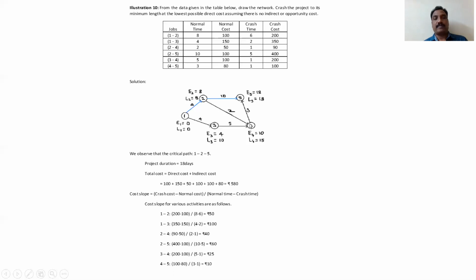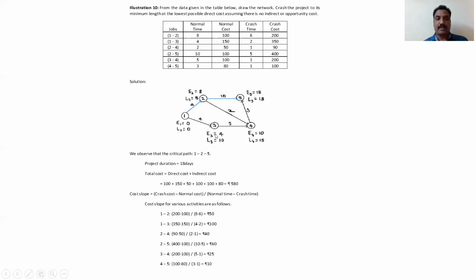Then you go to 5. This is also a merged activity. The maximum of these two you have to take. Here 10 plus 3 is 13, but 8 plus 10 is 18. This is the maximum. Now the backward pass method. 18 minus 10 is 8. 18 minus 3 is 15. So like this you calculate the E and L values.